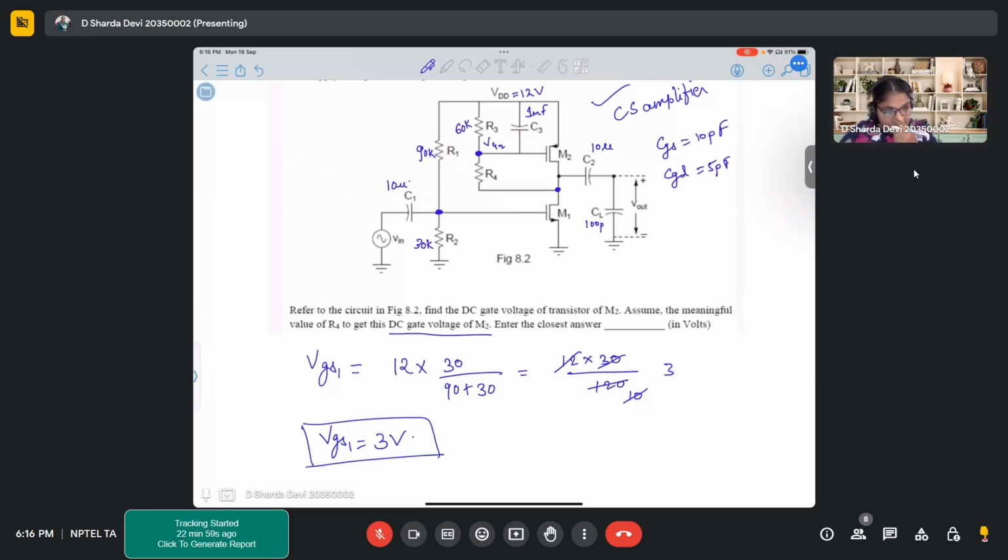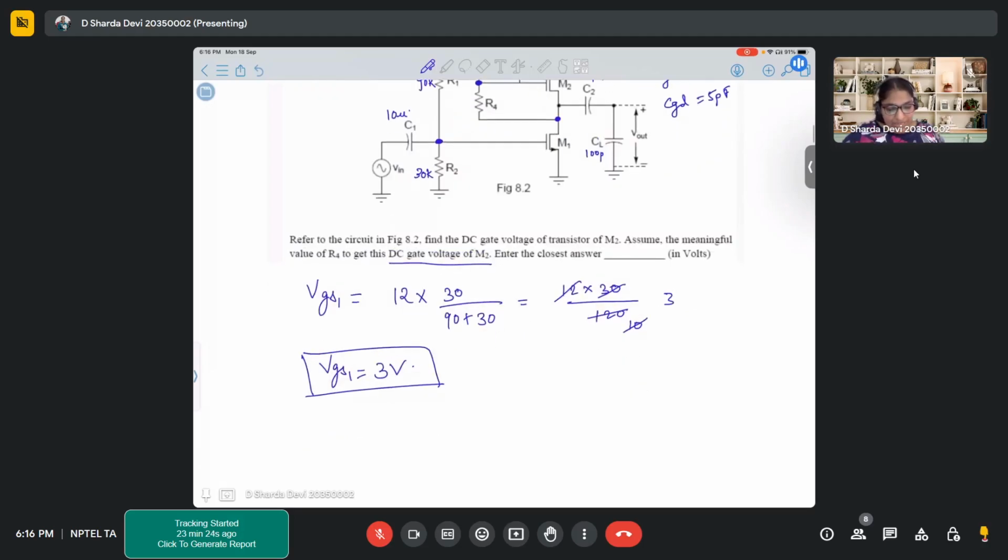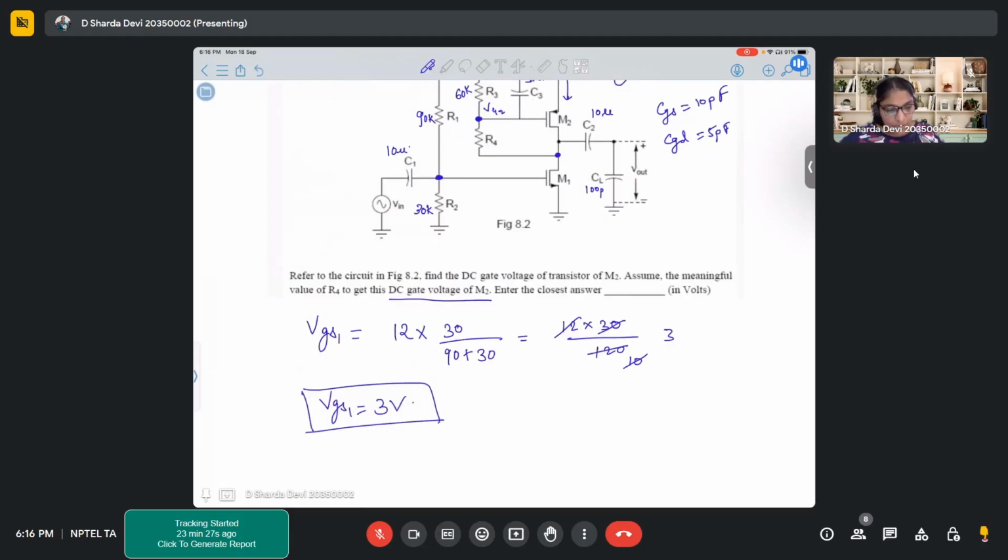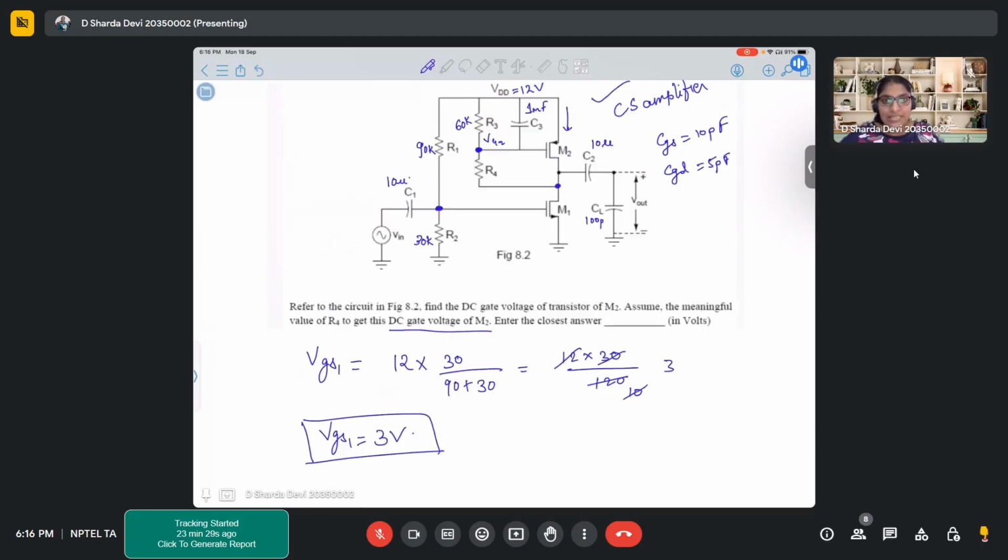Right? Now, one thing is very clear that the current which is flowing through transistor M1 is the same current that is flowing through transistor M2. Since it is a DC current, the capacitors will not see any current, so it will not pass through these capacitors. So the current flowing through both the transistors M1 and M2 will be equal. Using that same concept, you can see that M2 is a PMOS transistor and M1 is an NMOS transistor. Since it is an amplifier configuration, we'll go for the saturation expression, right?